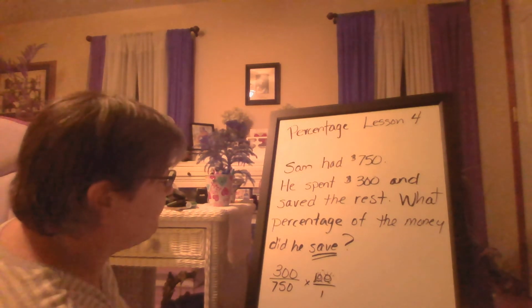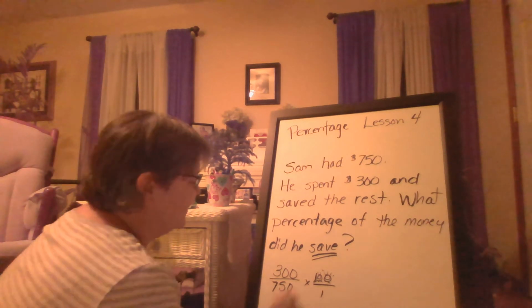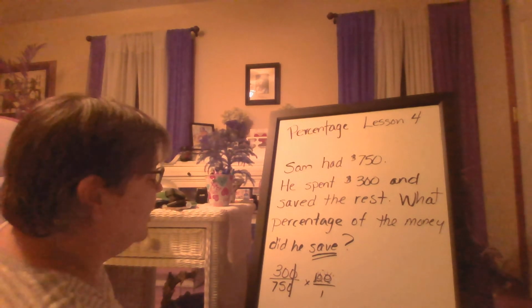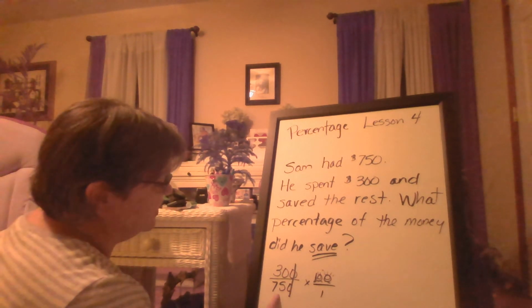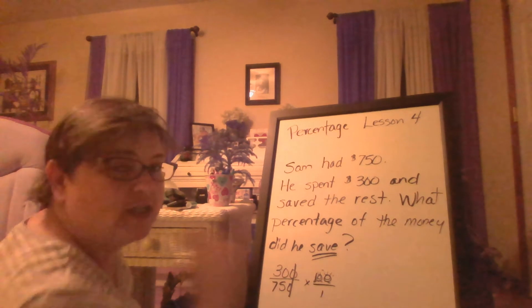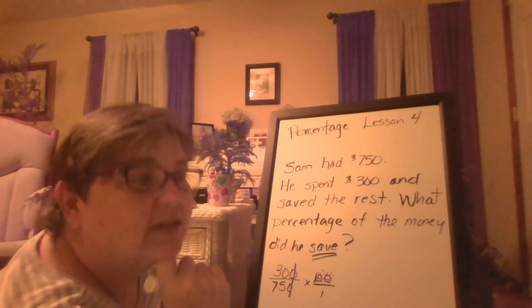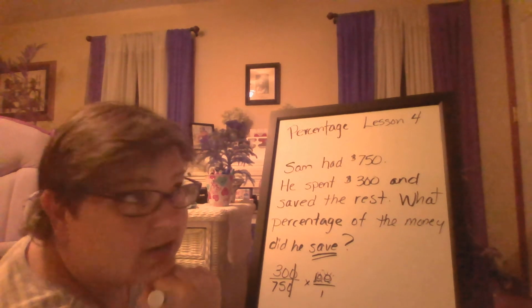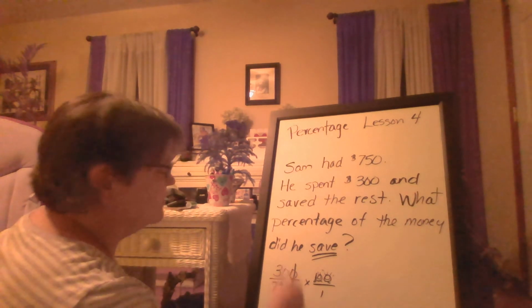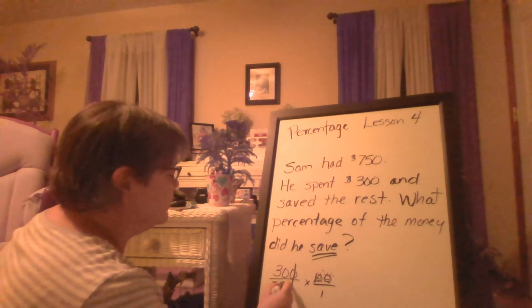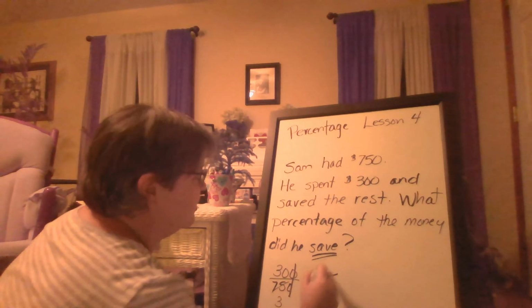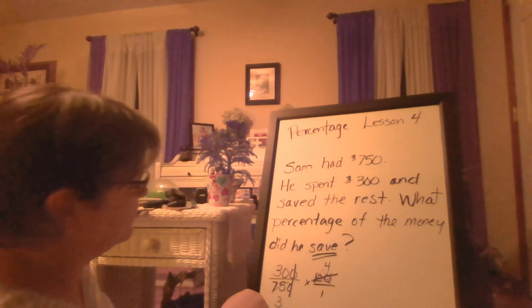Okay, I can cross these zeros out, and then I can say 75 and 100. They have a common denominator. 25 will go into both of them. 25, 50, 75 will go into 75 3 times, and 25 will go into 100 4 times.